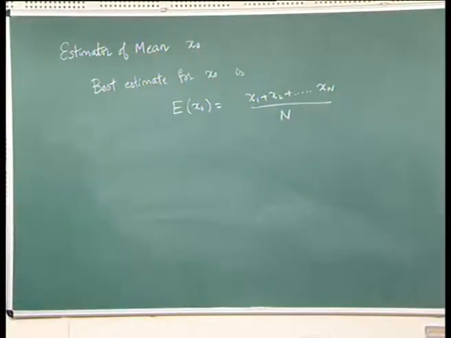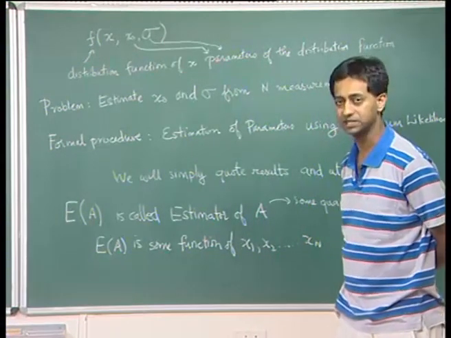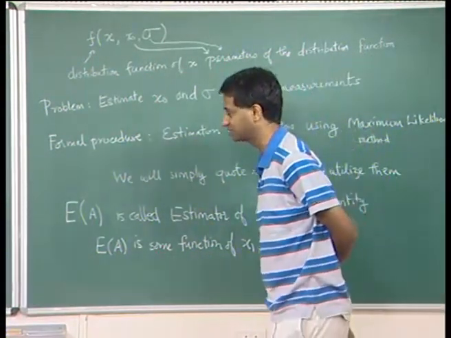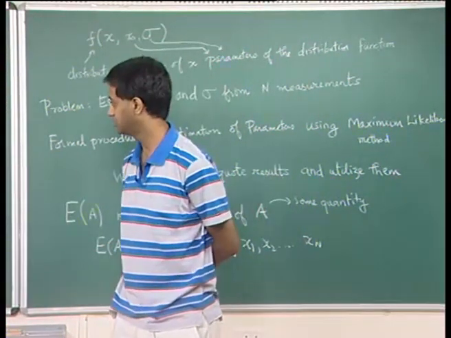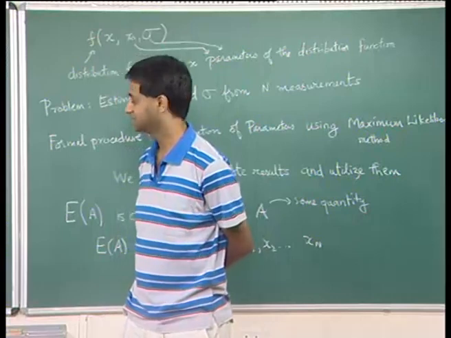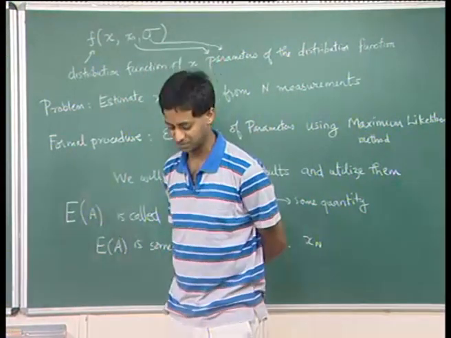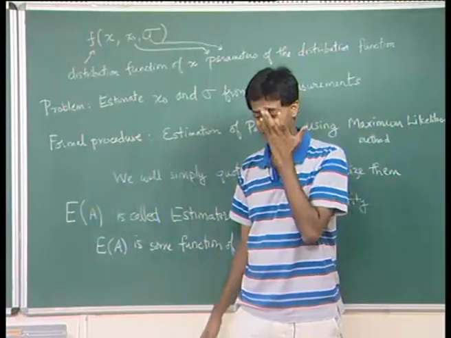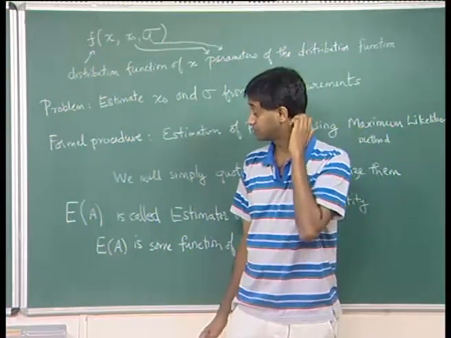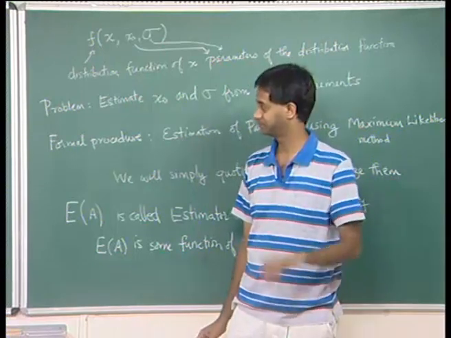This is something that is very obvious. Suppose I give you a bunch of measurements, then if I ask you what is the most likely value of this variable, you will always say it is the mean of those measurements. And so this is the most likely estimator of the mean.